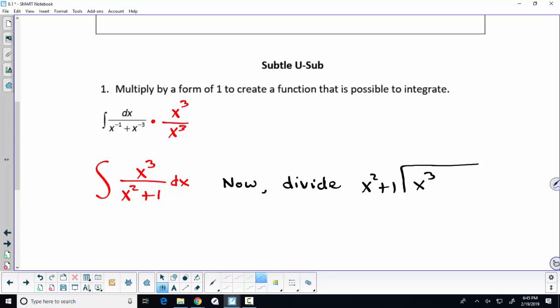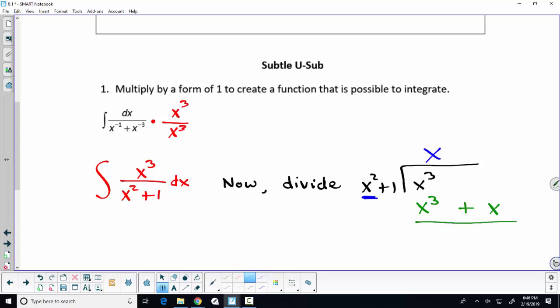So we look at this term, and then we look at the divisor. So x squared multiplied by what will give me the x cubed? x. Okay, then what do we do with that? You multiply x by your x squared plus 1. Right, then this x gets multiplied by our divisor. x times x squared is x cubed. x times 1 is x.